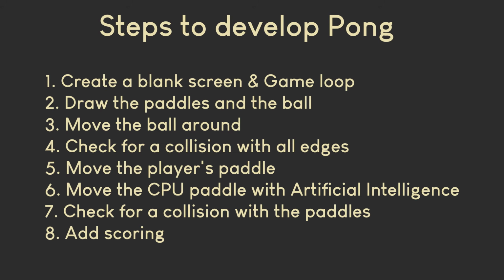We're going to break Pong down into smaller pieces and then write code to solve each piece. Here is a list of the pieces we need to solve in order to create the simple black and white version of the game. Create a blank screen and the game loop. Draw the paddles and the ball. Move the ball around. Check for a collision with all edges. Move the player's paddle. Move the CPU paddle with artificial intelligence. Check for a collision with the paddles. And add scoring. Now that we know what we need to do, let's get started.